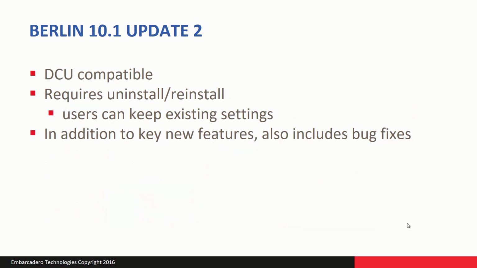So Berlin 10.1 Update 2 Anniversary Edition is DCU compatible with previous versions of Berlin. It does require an uninstall, reinstall, but you can keep your existing settings. We've made it so that your existing settings will be maintained during the uninstall, reinstall process. And of course, in addition to the key new features that we'll be talking about today, we've included many bug fixes, as we always do, in order to keep quality constantly improving. And at this point, I'm going to turn it over to Marco, who's going to start showing you the Windows 10 Store features in Berlin Update 2.